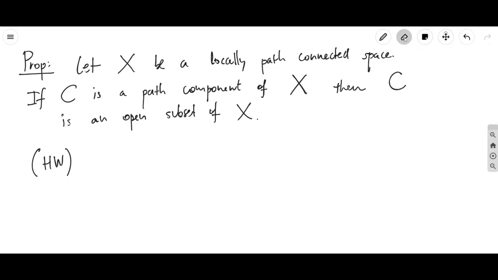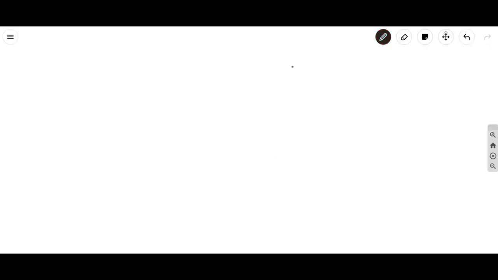So now that we have said quite a lot of things about path connectedness and path components and local path connectedness, now we're going to move on to the next topic. We want to get to covering spaces, but before we get to covering spaces, it would be helpful to first mention something called a local homeomorphism. Before we give the definition of what a local homeomorphism is, let's remind ourselves what a homeomorphism is.